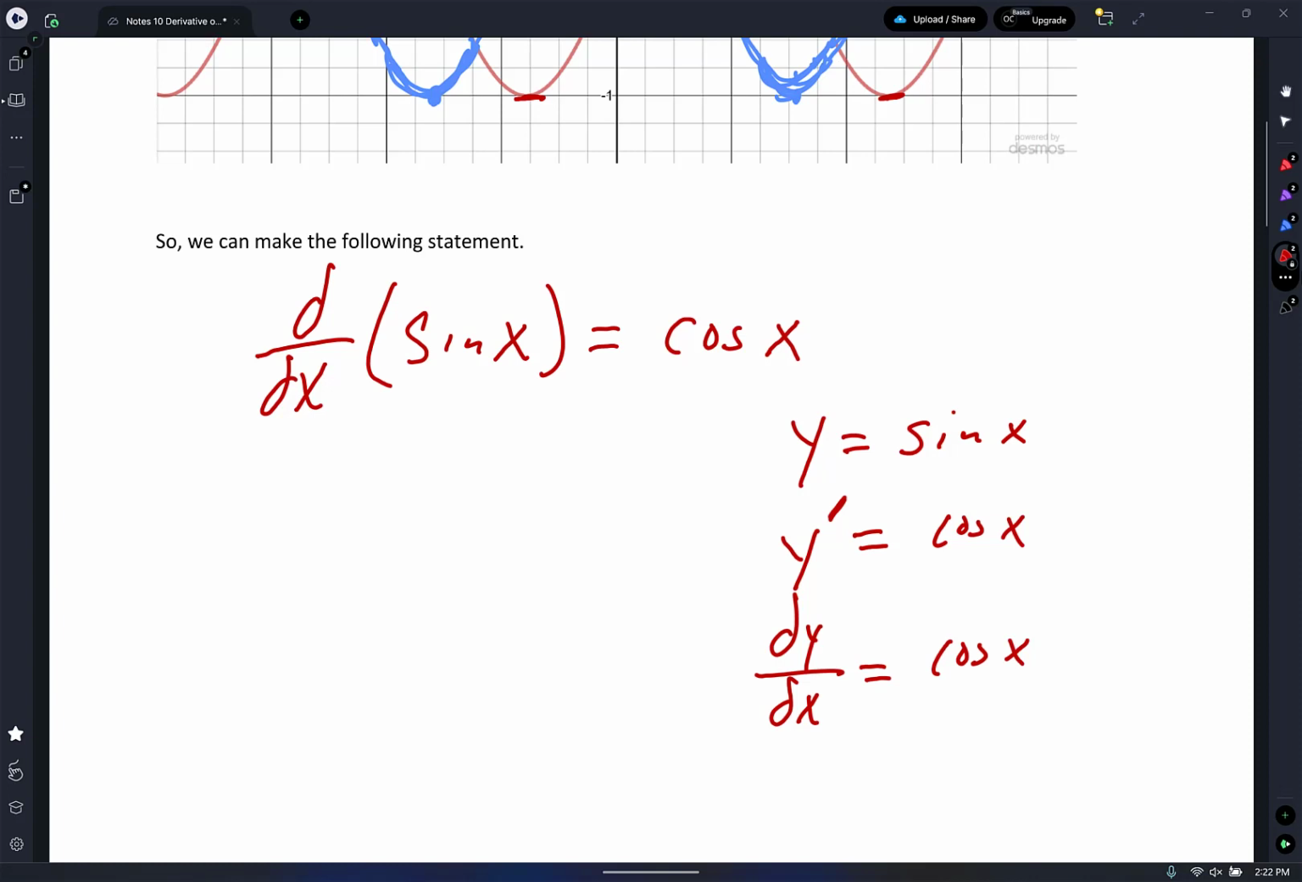What's the derivative of sine x? Now you say it to yourselves. The derivative of sine x is cosine x. Say it one more time. The derivative of sine x is cosine x. One more time.